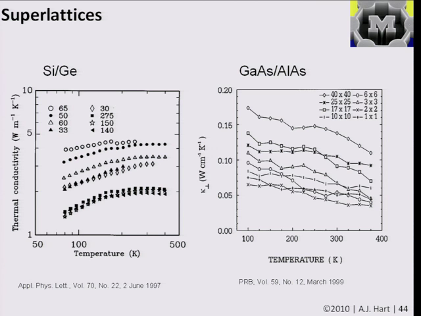And you see a similar trend for the gallium arsenide, aluminum arsenide. Although you'll notice that the temperature dependence is different because of the different nature of the materials. But the main point here is just that by tailoring these layers in the materials, you can strongly affect the thermal conductivity.